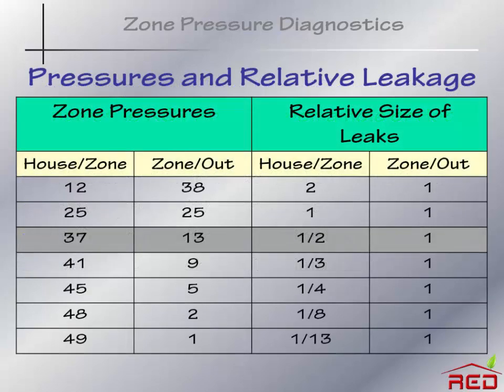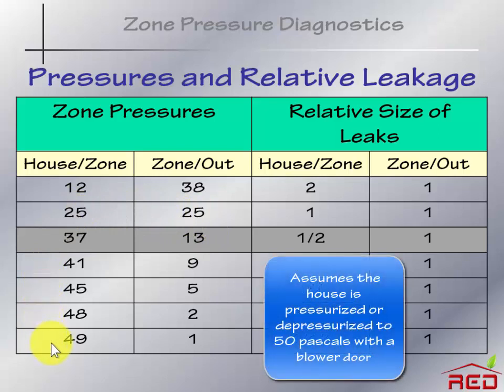When we're doing a non-modifiable test, the only thing we are able to do, because we can't open or close a hole or a door, is look at pressures. We can measure the pressure from the house to the zone and from the zone to the outdoors. So here we have in the green zone pressures, house to zone pressure and zone to outdoor pressure, and notice here that all of these add up to 50.